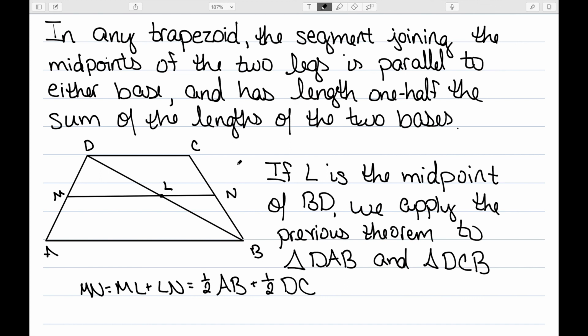This is a little bit more complicated to do if L is not the midpoint of BD, so I won't prove that case, but it does still hold.